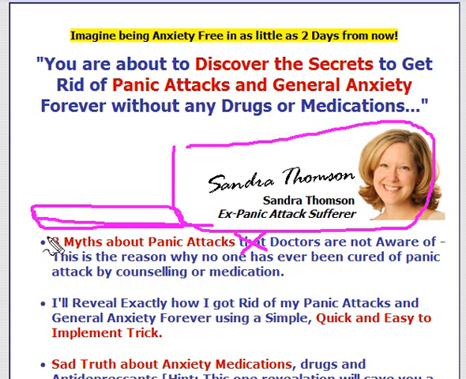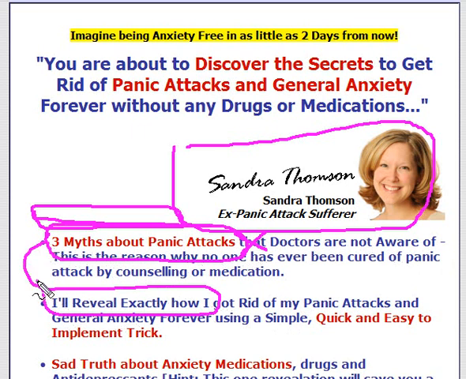You see again here, "3 myths about panic attack." When you set up a bullet point, it sets the pattern for the rest of the bullet points in the letter. So here you have "3 myths about panic attack that doctors are not aware of," and then "I'll reveal," which doesn't follow. In other words, you want a sense of parallelism between your bullet points. It doesn't always have to be this way, especially when you have a ton of bullet points. But you see, the lead-in here would actually help you make these bullet points as parallel as possible.